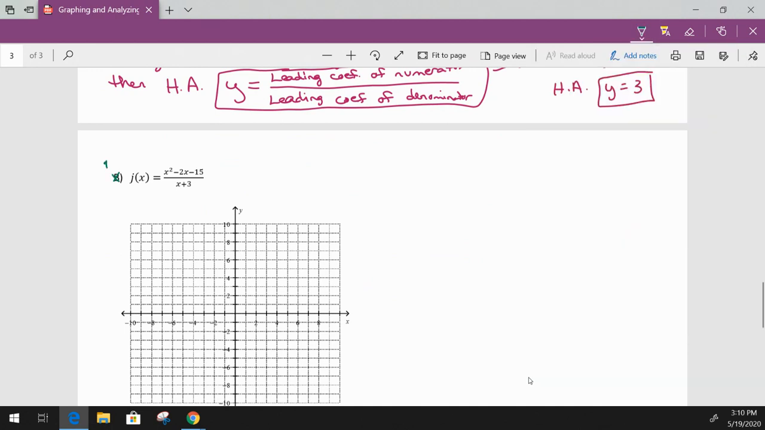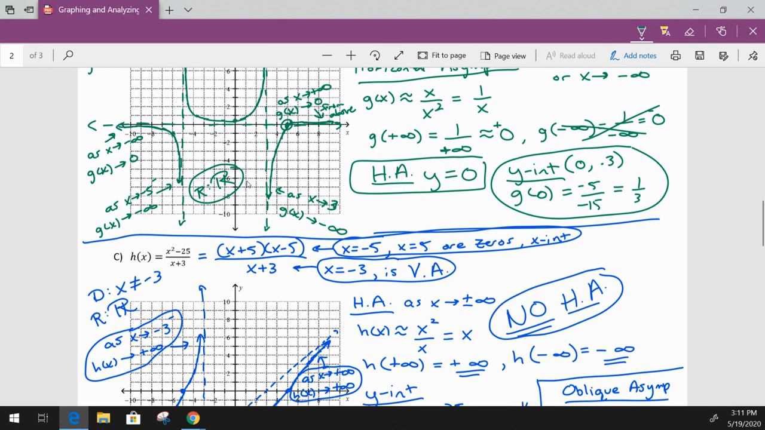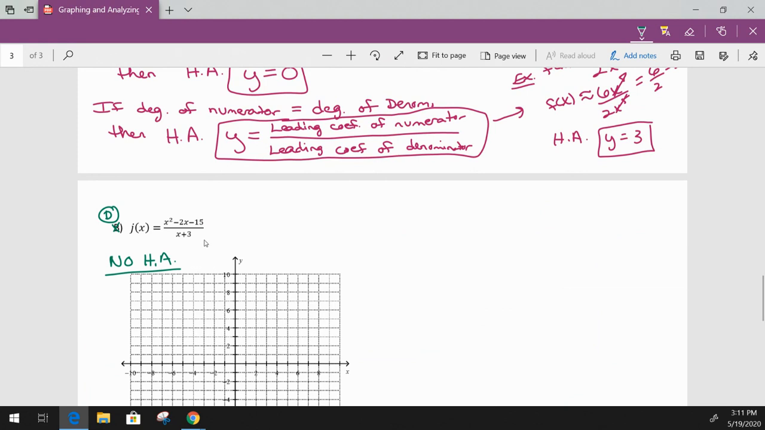This is example D. In example D, the numerator is a degree of 2, and the denominator is a degree of 1. If the numerator has a degree that's larger than the denominator, then there will be no horizontal asymptote. So we can state that right now. There would probably be an oblique asymptote. Actually, I don't think we... oh, yes, we do need to do this one. I forgot. There will be no horizontal asymptote.